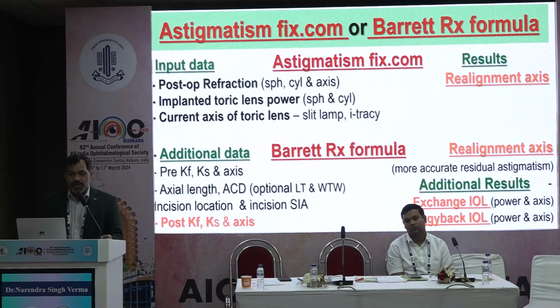In the Barrett RX formula, in addition to this, you have to add pre-op keratometry, their axis, axial length, ACD, lens thickness, incision location, and incision SIA, all the things which you have entered in the Barrett toric calculator while calculating the toric axis of alignment. So no additional data is required. The extra data is only one, post-op keratometry. It will provide you two additional results: the exchange IOL and the piggyback IOL.